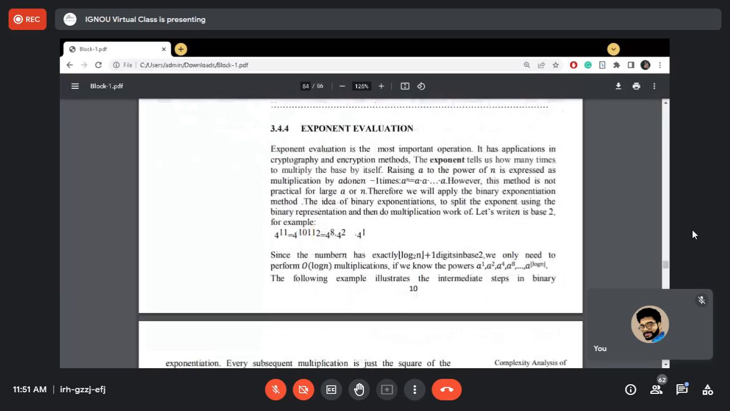Now the next one is exponent evaluation. Right? Exponent evaluation, that means we have a value with some power. For example, 4 to the power 11, 4 to the power 2. So how do you calculate that? If I'm giving you 4 to the power 8, how do you calculate that?